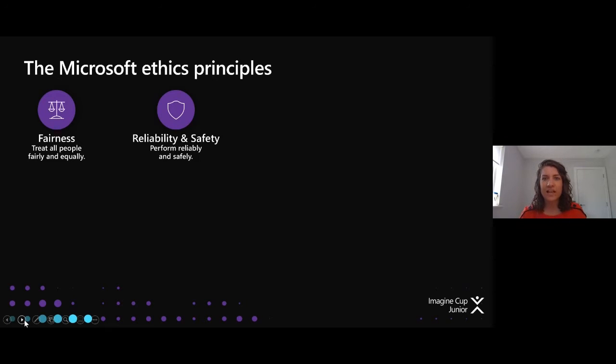Now, obviously, again, with your project, you don't have to have built out this, but be thinking about these things and be thinking about how can we make sure it is reliable and safe, okay? The third one that we want to look at is privacy and security.